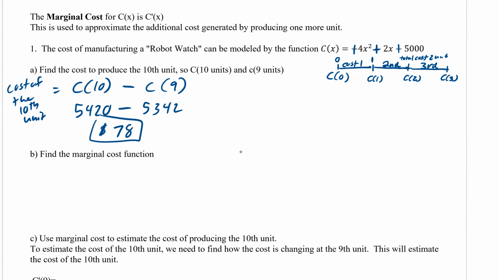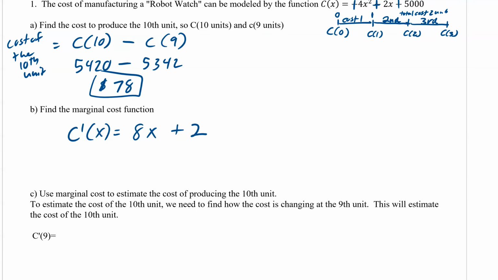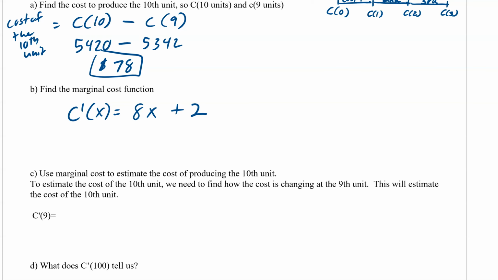So now what we're going to do is find the marginal cost. So C prime of x would be, and this is 4x squared plus 2x plus 5,000. Sorry, I have to make these quickly. So this is 8x plus 2. And so there's our marginal cost function. And so now if we plug in any number, it'll tell us the cost of that amount. And so we want to find the cost to make the 10th unit. So what we're going to do is plug in actually 9. And I'll explain that in a minute. So if we plug in 9, we get 72 plus 2 is $74, which is a pretty close guess. $74 is our marginal cost.